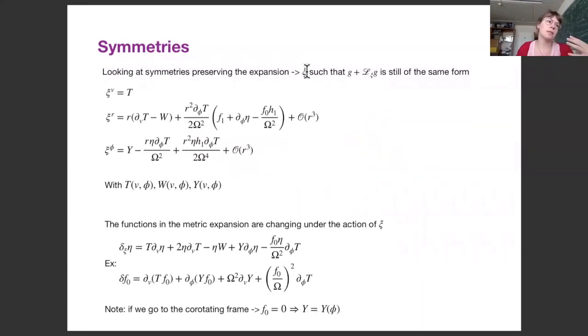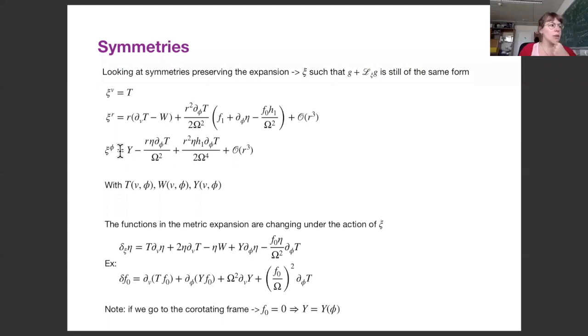So we're looking at vectors such that when you act on the point of the phase space on little j, it's still in the same form. It's still following the same behavior that I gave you. If you solve those equations, you will find that this vector in general depends on 3 functions, T, W, and Y. All of them are functions of the codimension 1 coordinates, the time and the angle. And so you can see that T here will generate translation along the v direction.